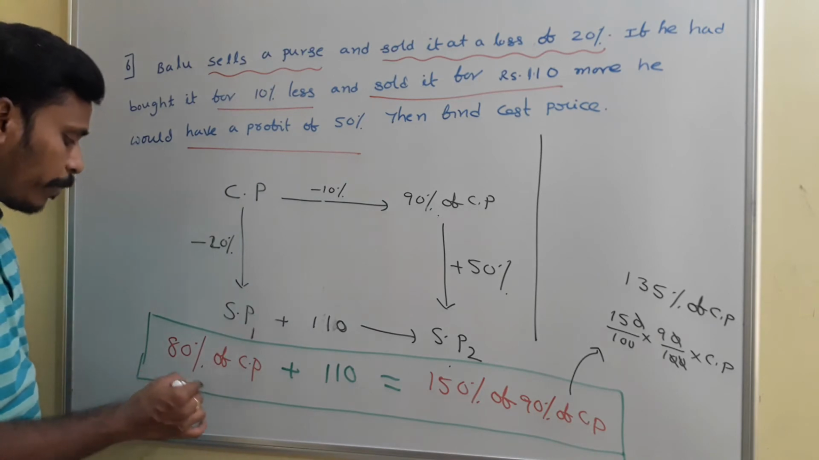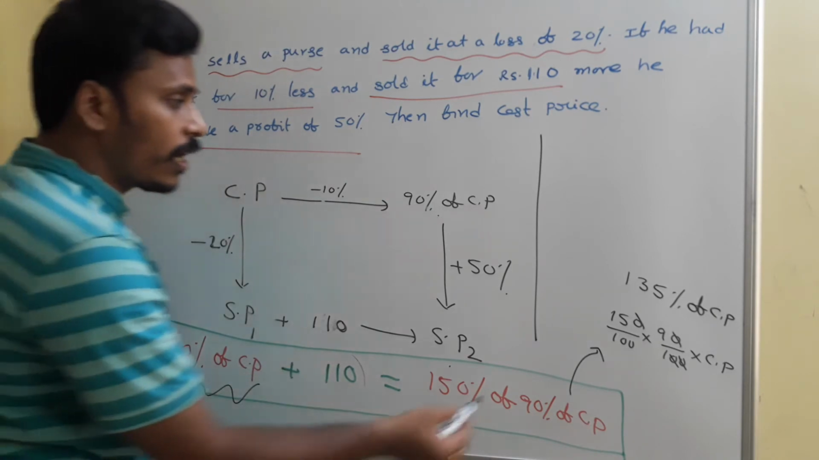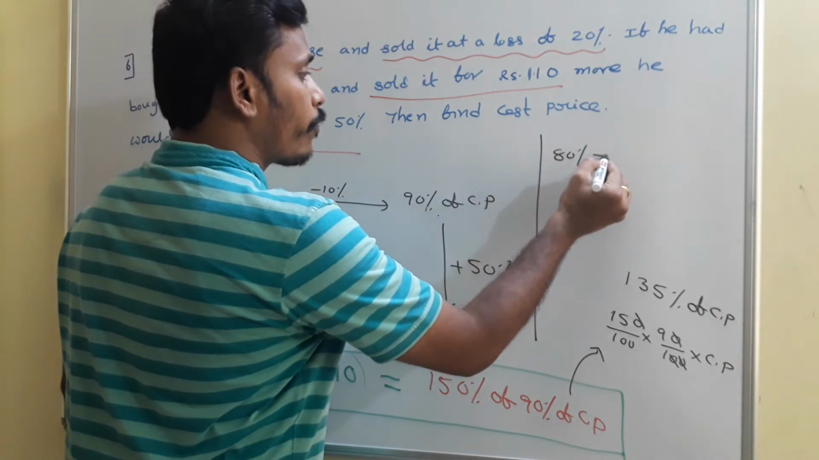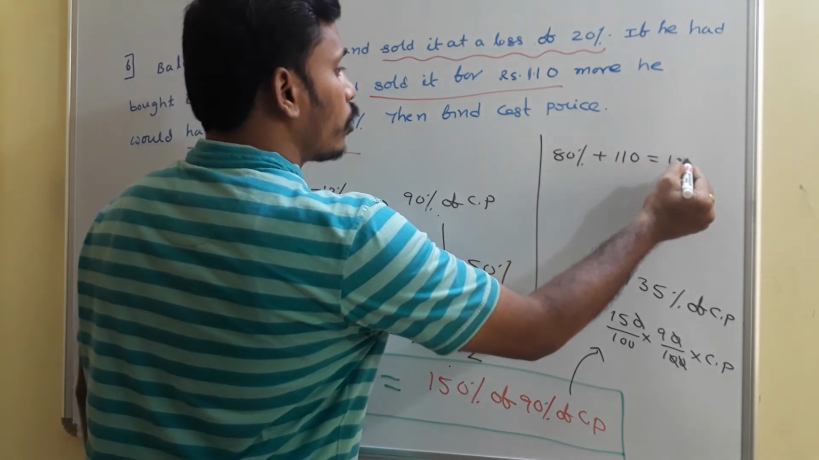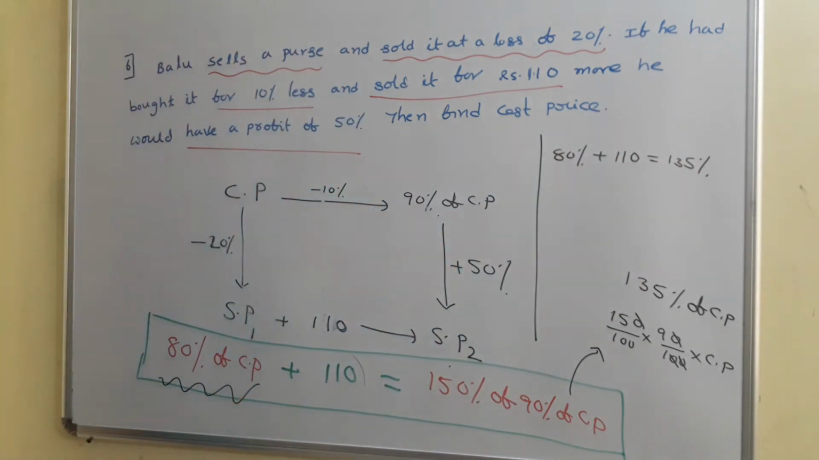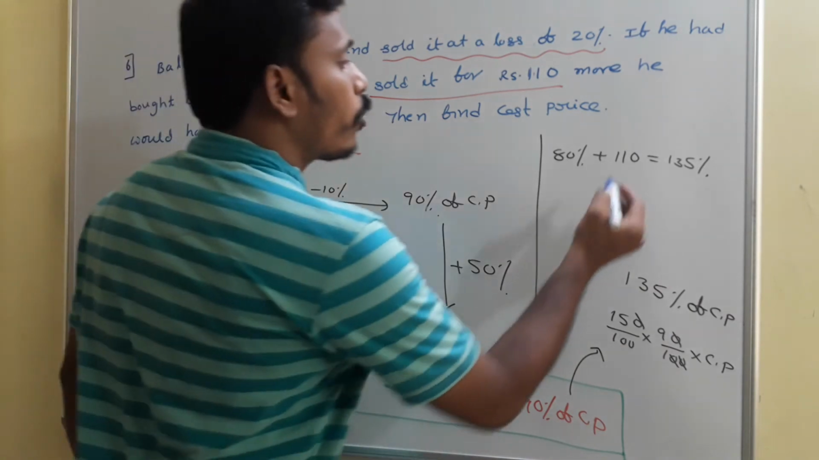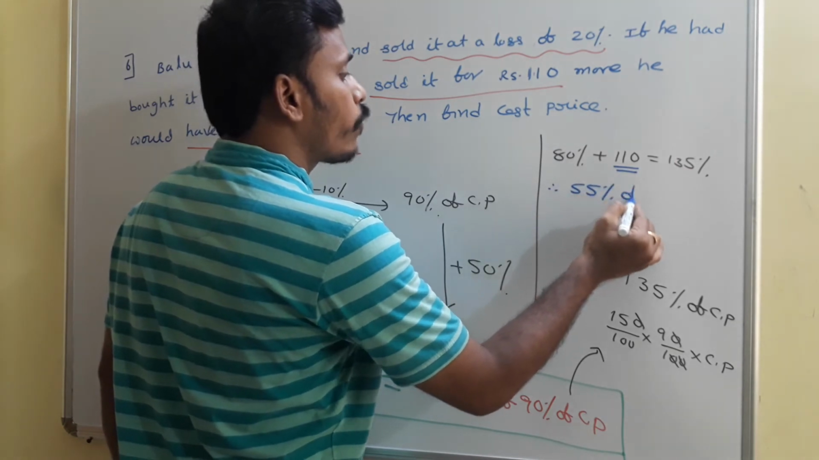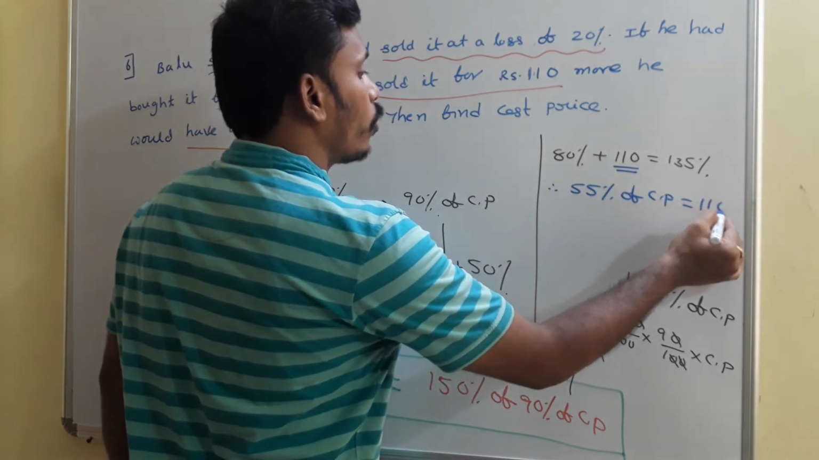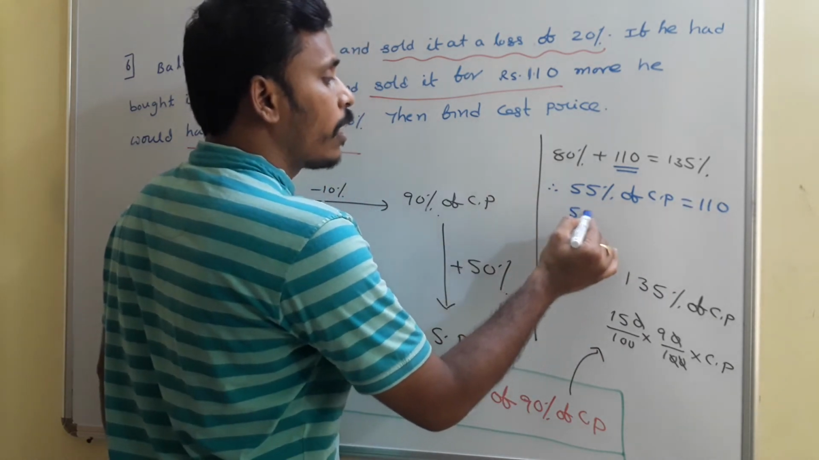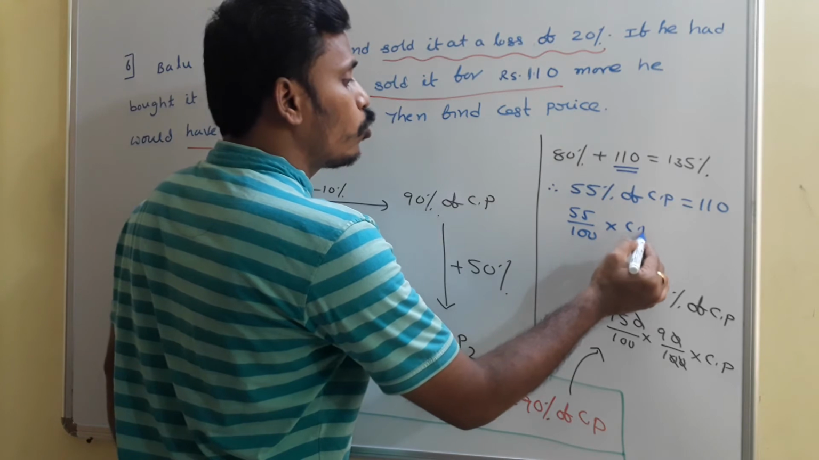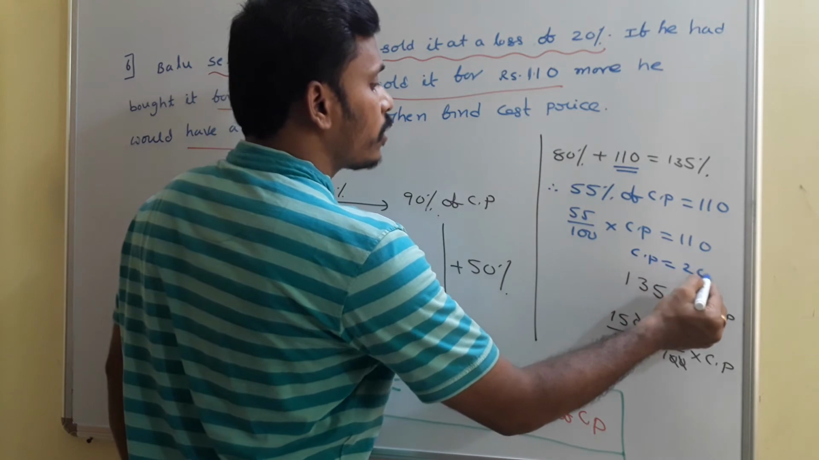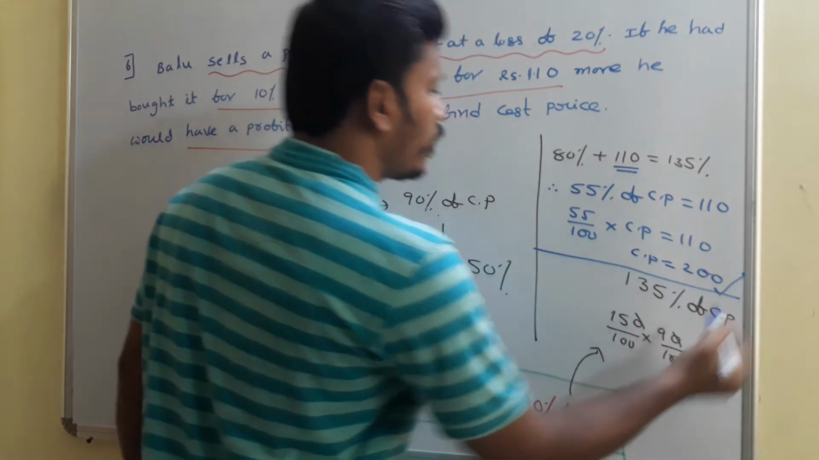So this is 80% of the cost price plus 110, and this is what? 135% of the cost price. At the end, 80% of the cost price plus 110 is equal to 135%. And since we have this situation, what to say about this 110? This 110 is the difference between these two values. Therefore, the difference, 55% of the cost price, is equal to 110. And 55% means 55 by 100 into cost price is equal to 110. So cost price is equal to 200, and that 200 is your answer.